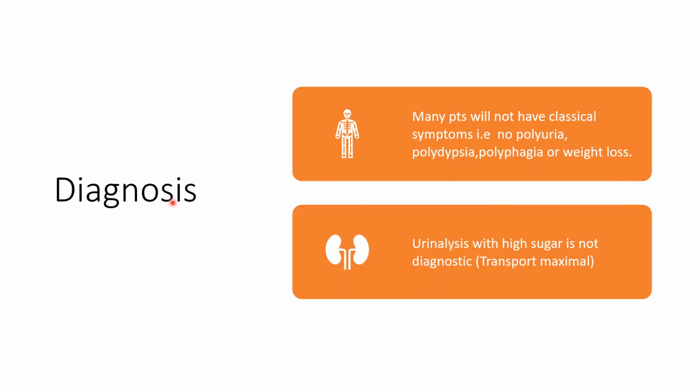Okay, the diagnosis. Somebody will say, oh, at last. Many patients will not have the classical symptoms, so let us not deceive ourselves, okay? If you say polyuria, they'll say no. Polydipsia, yes. Polyphagia, no. Weight loss, no. That doesn't mean they don't have it. It depends on the degree of the damage already done, okay? So, urinalysis with high sugar is not diagnostic. I've explained this. It is the transport maximum that would explain that in physiology.